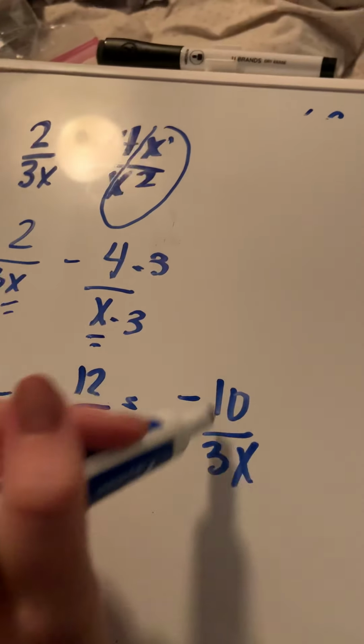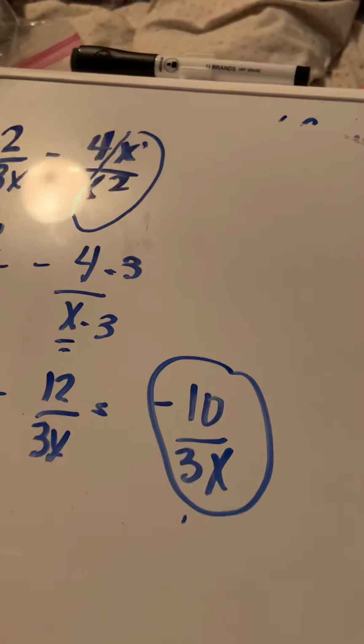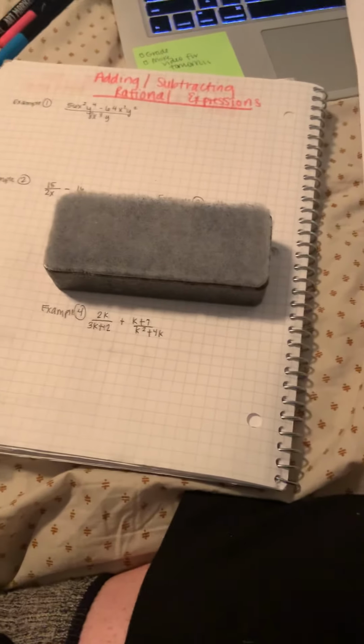Then you want to check, can I simplify this? 10 and 3, nope, that would be my final answer. All right, cool. Let's just keep practicing, because that's what you need at this point, lots of practice, and I'm going to give you some extra practice to do in the end as well. All right, let's dive in.